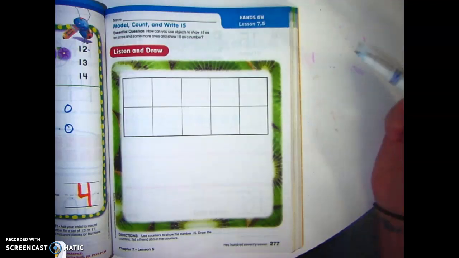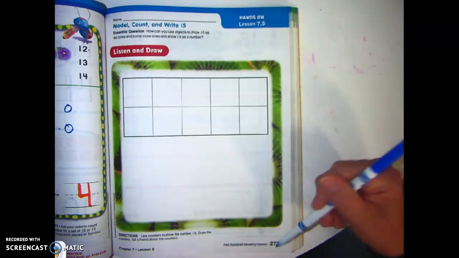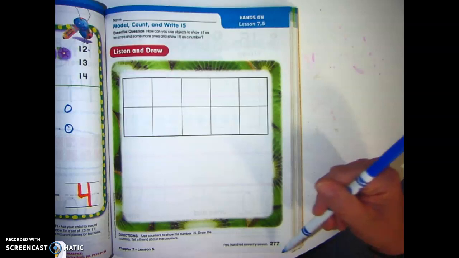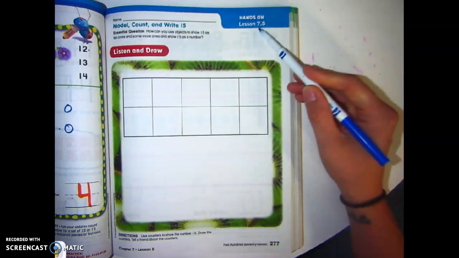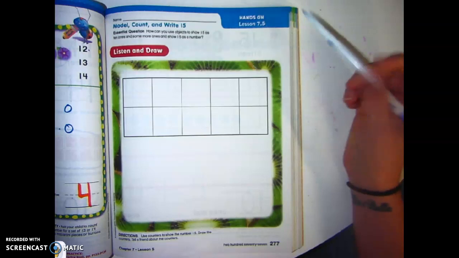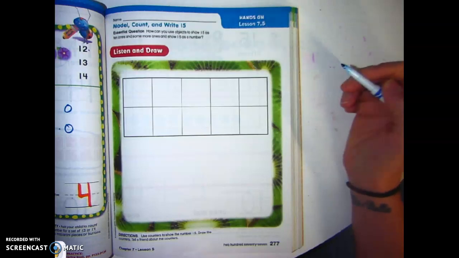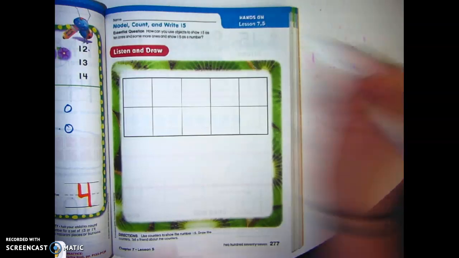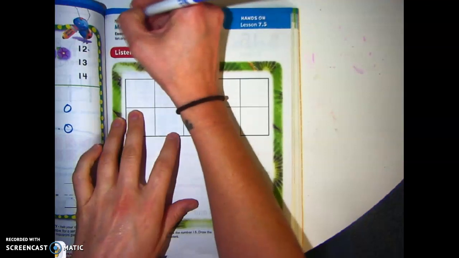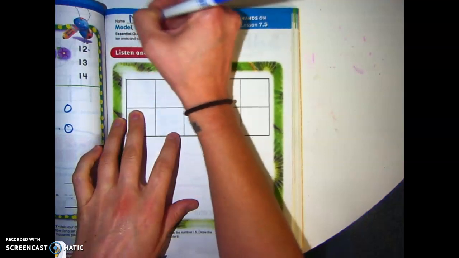Good morning, friends. Today in our math book, we're going to be on page 277. We're going to look at lesson 7.5, model and count and write 15. Okay, I'm going to remember the first thing I do is always the same. Look at the top and write my name.